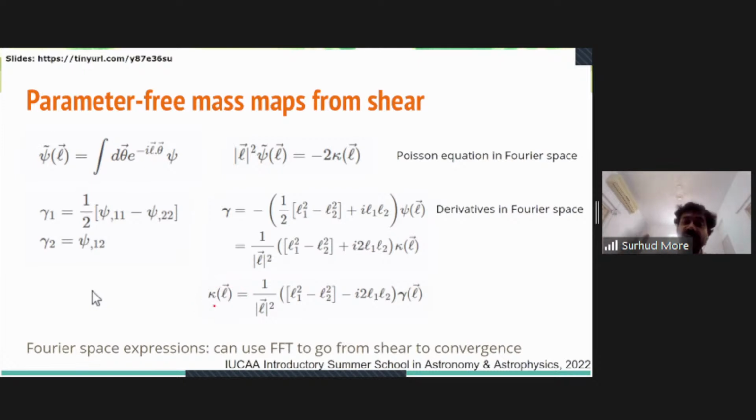This is just sigma divided by sigma crit. And so if you know all the lens source distances, etc., you can figure out what is the surface density. Okay? So that's how you can go from measured values of shear to measured values of this quantity kappa, which is related to the surface density. Okay.